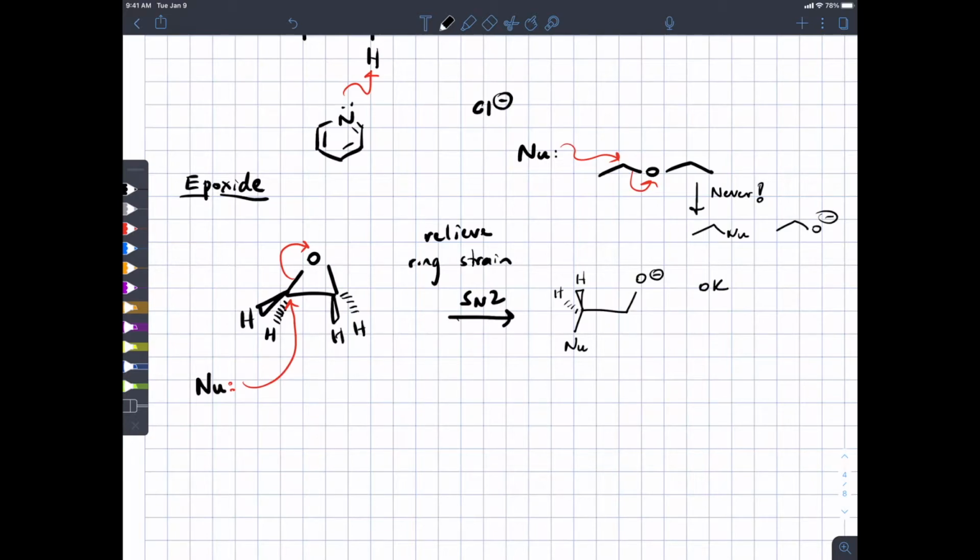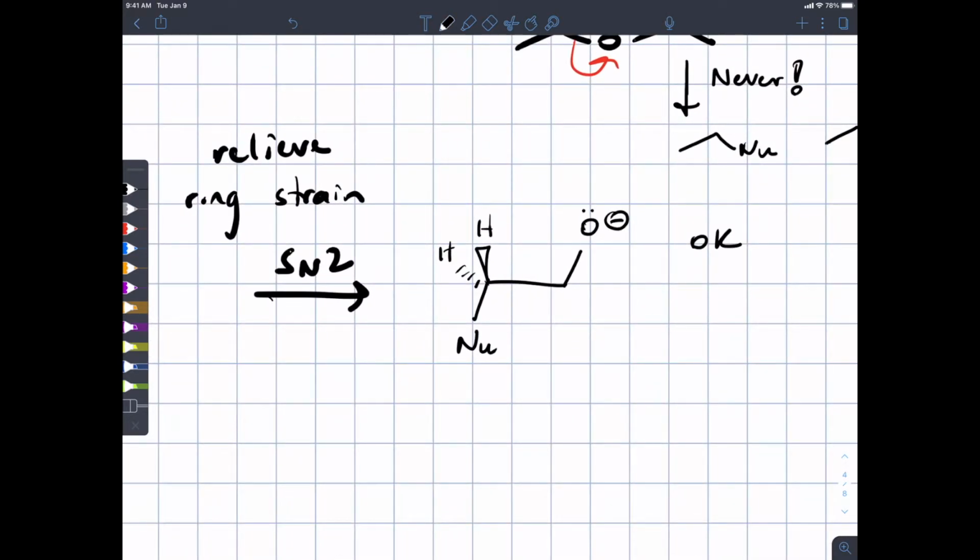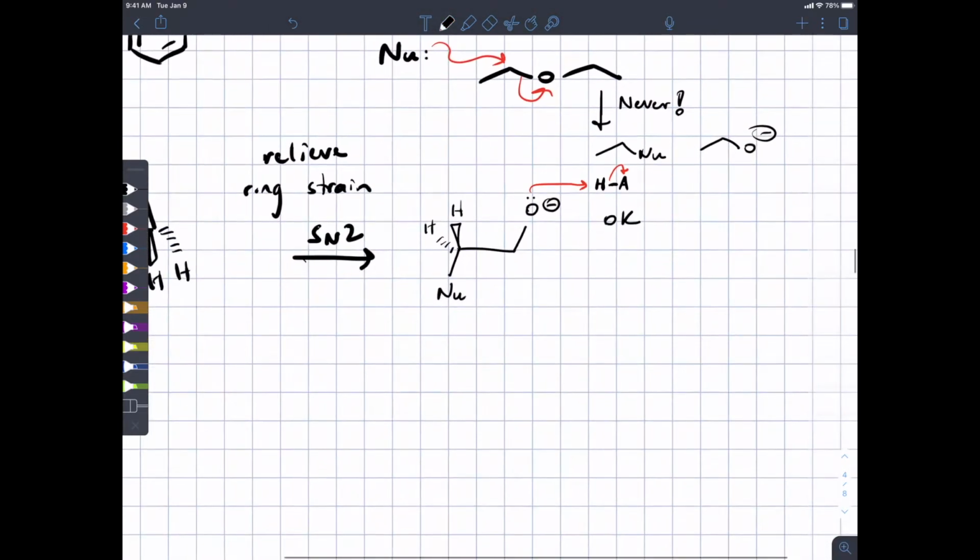And then usually in a subsequent step, that oxygen will pick up a proton from somewhere. It's possible that you've got an acidic proton in your reaction mixture. It's also possible that at the end of the reaction, you do what is called aqueous workup, where you add water buffered at some pH, and anything that needs to get protonated at that pH does. And so the final product, when you open up an epoxide in this way, is the alcohol on one carbon and your nucleophile on the other carbon in this sort of 1-2 pattern.